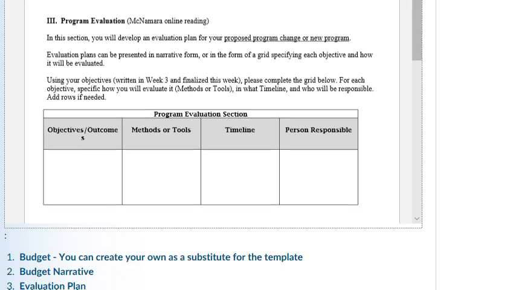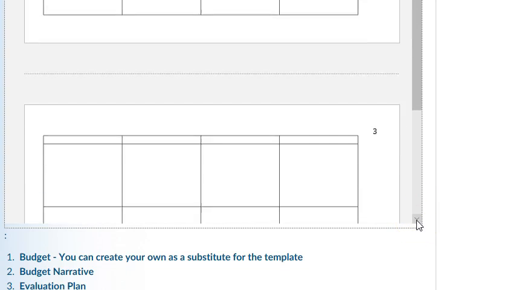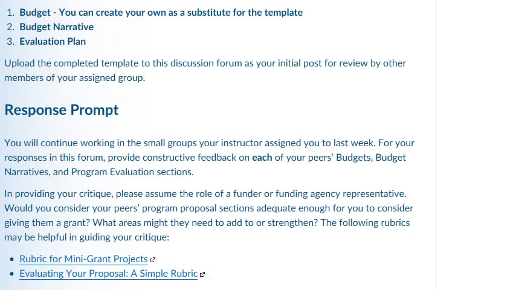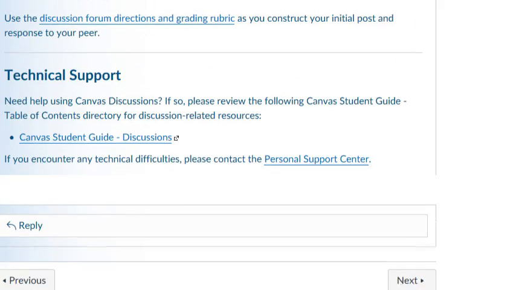The bottom part of this template is your program evaluation. So these are your objectives. You've already hopefully written them. So these are your objectives, methods or tools, how you're going to reach them, when you're going to reach them, and who is responsible for getting to that outcome. So that's the bottom part of that template, and that is due on Thursday of week 4 to give your partners time to respond, give you time to respond to your partners between Friday and Sunday, and for them to be able to respond to you.